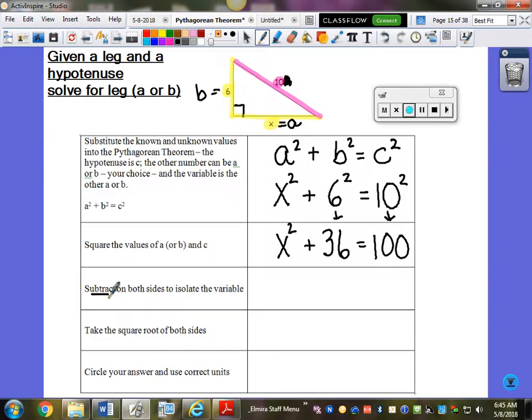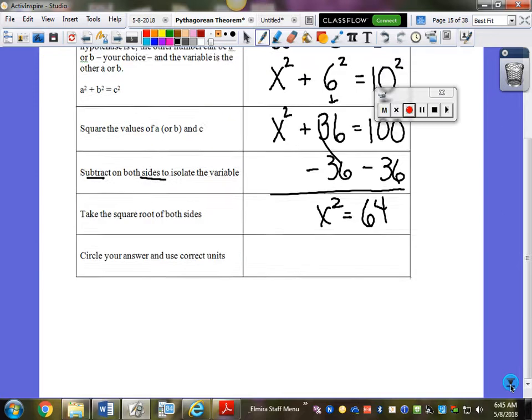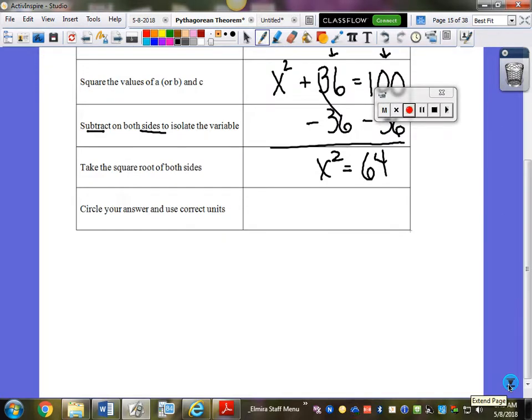So it says subtract both sides. So subtract 36, subtract 36, and I get x squared equals 64. Then we're going to take the square root of both sides. Square root of 64 is 8. I picked ones that came out nice for our graphic organizer.